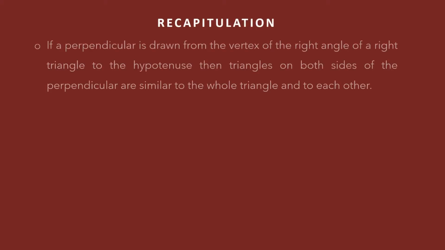Before going to solve the problems, let us revise quickly the concepts we have learnt under Pythagoras theorem. This is a very important result, as I mentioned earlier. If a perpendicular is drawn from the vertex of the right angle of a right triangle to the hypotenuse, then triangles on both sides of the perpendicular are similar to the whole triangle and to each other. We used this in the last class already, and it is very important while solving the problems.